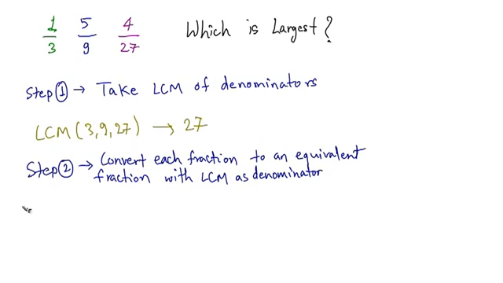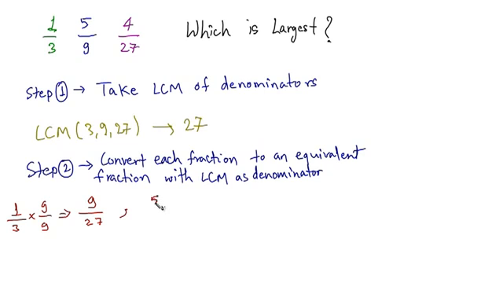So let's convert these. We can convert 1 by 3 to a fraction with 27 as the denominator. So we will have to multiply it by another fraction. It turns out that 3 into 9 is 27. So we will have to multiply it by 9 by 9. So this fraction is converted to 9 by 27.